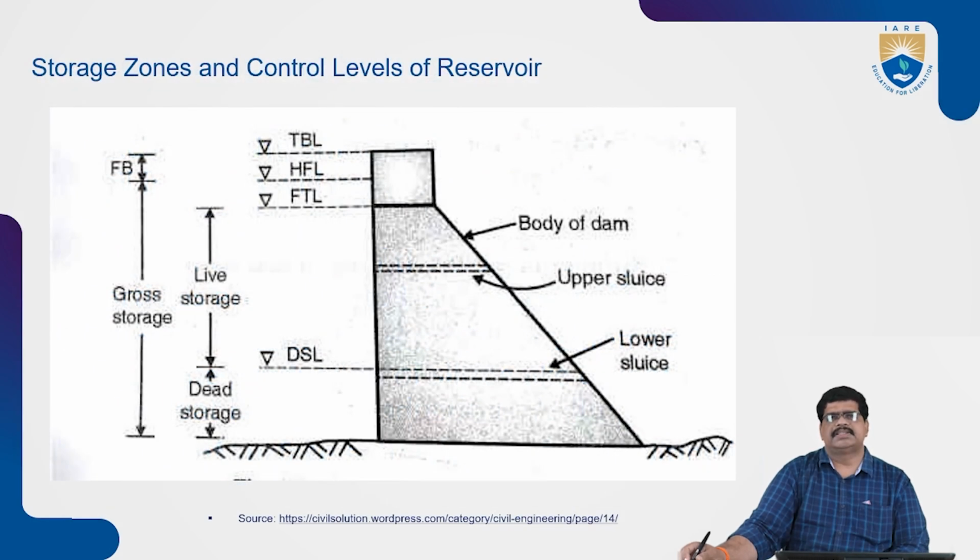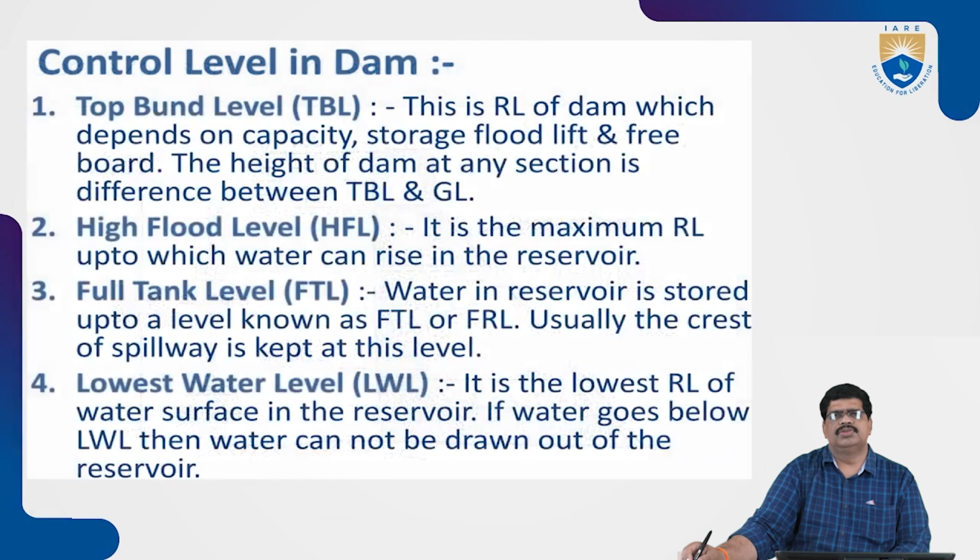Next, these are some zones of the levels of the reservoir. Let us see TBL, top bund level, high flood level, and FTL, full tank level, and live storage, dead storage, and upper sluice. These are component parts of dead storage, live storage, and gross storage. This is some of the area component parts of the zones of the reservoir.